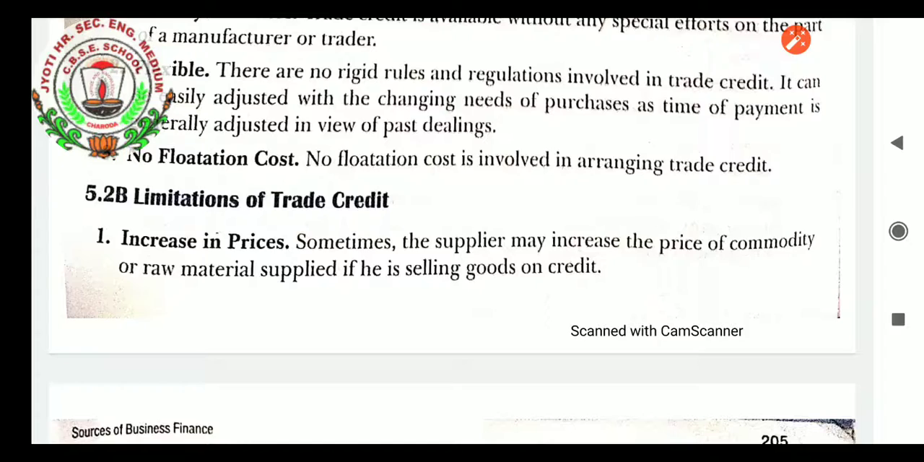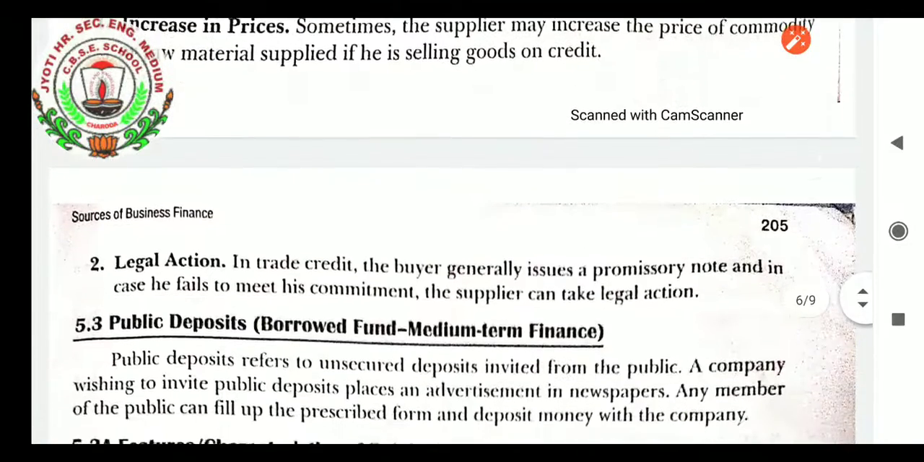Increase in prices. The supplier is giving the trade credit to the manufacturer of the goods, but he will be charging the price of the raw material on the day when the payment is made, not on the day when the goods were taken. So this is a drawback of trade credit. Sometimes the supplier may increase the price of the commodity or raw material supplied if he is selling goods on credit. Legal action. In trade credit, the buyer generally issues a promissory note, and in case he fails to meet his commitment, the supplier can take legal action.